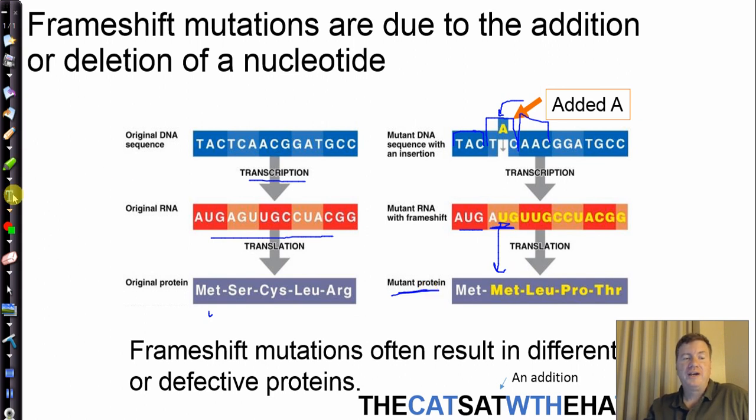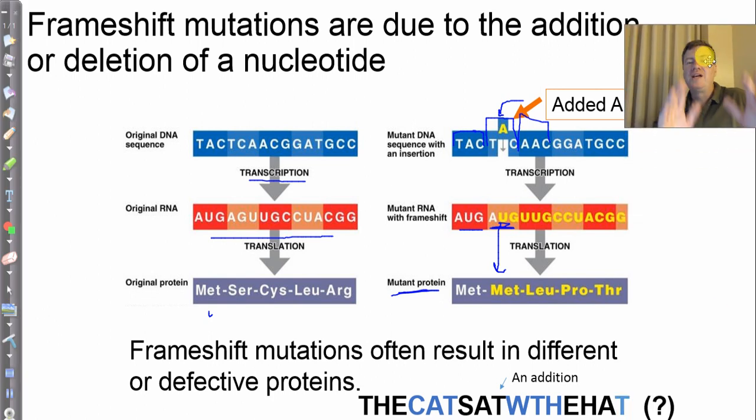So if you get a mutation like that, a frame shift, it's going to throw you off one slot or even two slots, and you're going to end up with a really different kind of protein. So frame shift mutations often result in defective proteins. Using the same sentence as before, the cat sat, this now loses all meaning and all understanding.